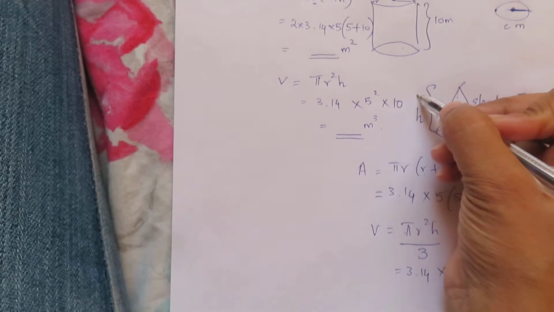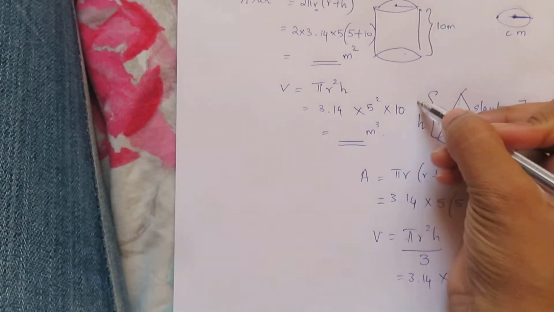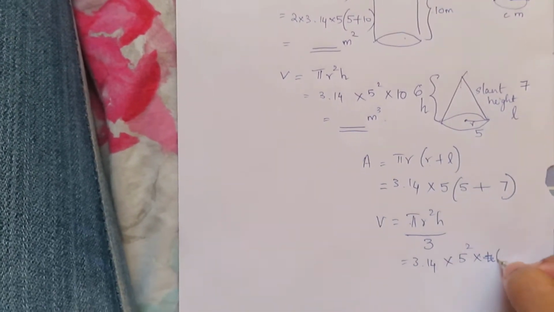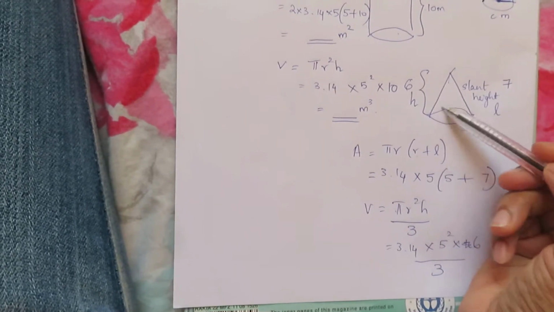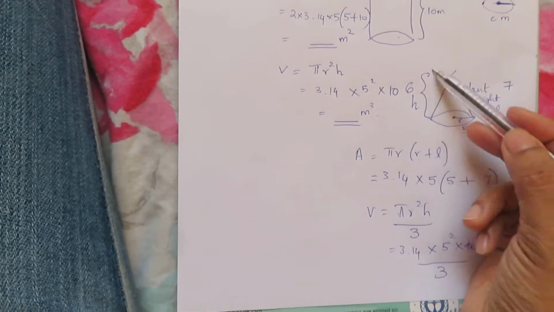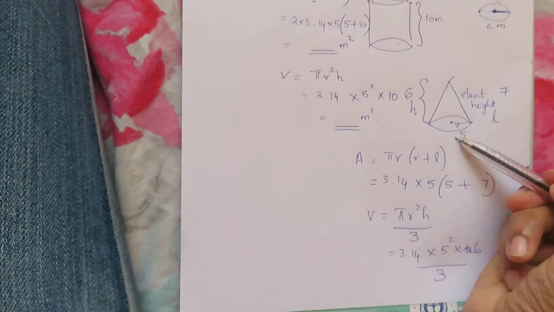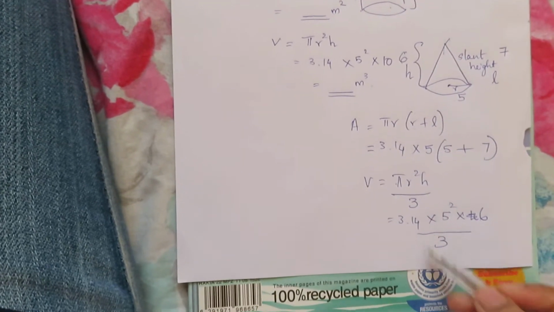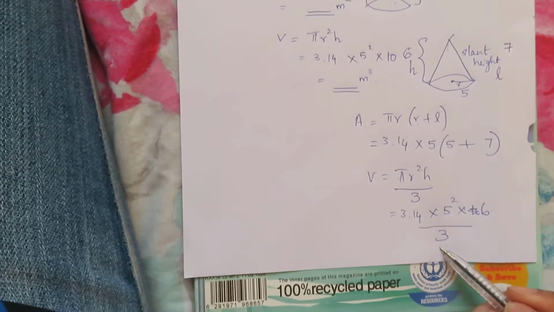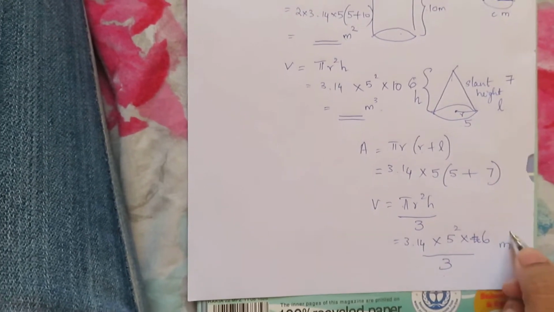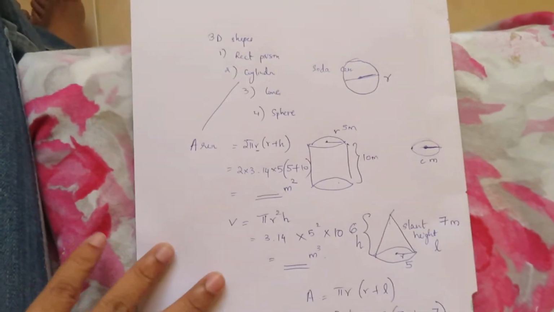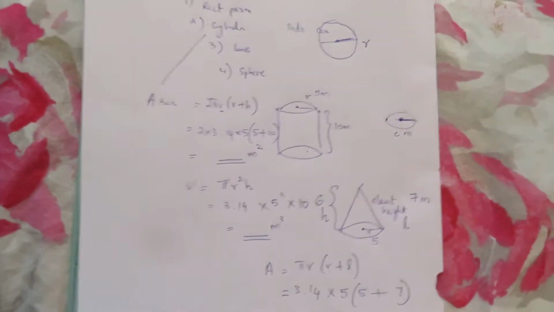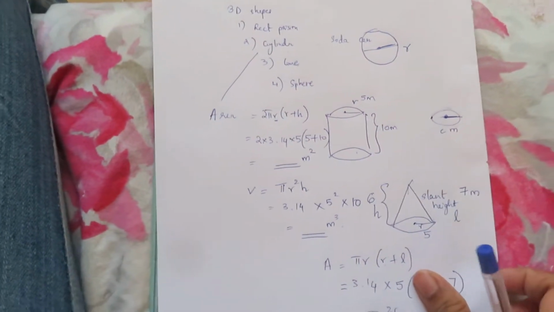So let me assume it's 6 centimeter. So into 6 divided by 3. So this is all given in the question, okay? It's not something that you have to find. The height is given as 6, slant height as 7, radius as 5. You substitute all this, pi r square h by 3, and you get the answer in meter cube. If it was in meter, then meter cube. Fine. So this is how you find the area of the 3D shapes like cylinder and cone.